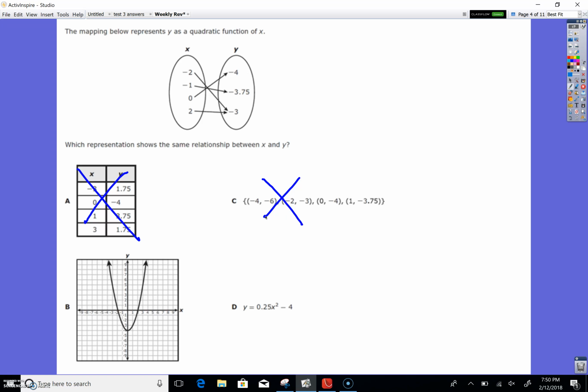Okay, so we're going to look, negative 2 is negative 3. Negative 2 is negative 3, so that doesn't look correct either. So the only thing I can do now is graph this right here. Y is equal to 0.25x squared minus 4.